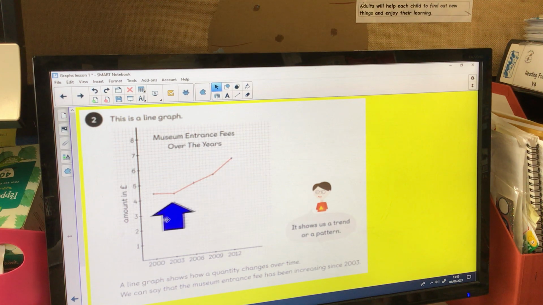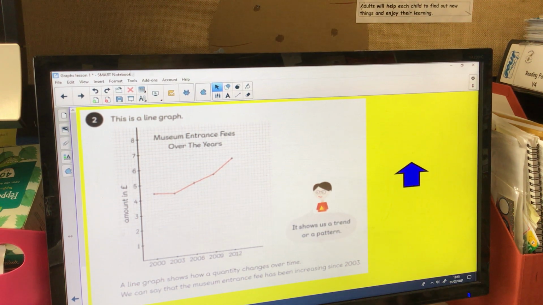And it could have been the other way around. We could have seen a graph that showed that it was very expensive in 2000 and that it had come down and decreased, and our line would have been coming down. But this shows us it's going up, it is increasing. That is the pattern or the trend.